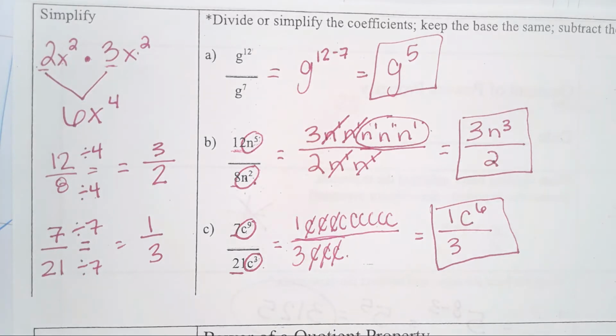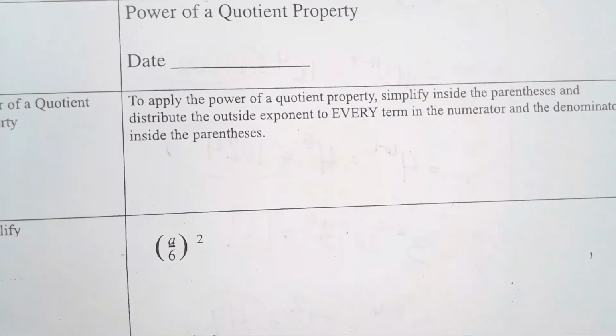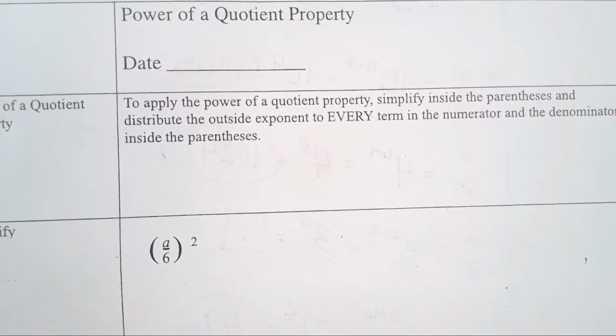Okay, so now let's say we have a power of a quotient. To apply the power of a quotient property, you're going to simplify inside the parentheses and distribute the outside exponent to every term in the numerator and the denominator inside the parentheses.